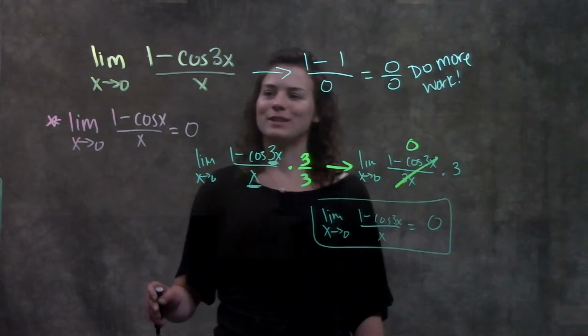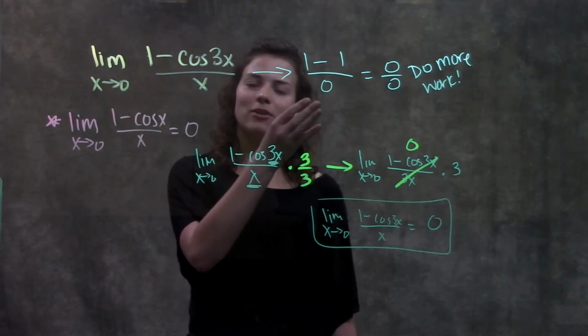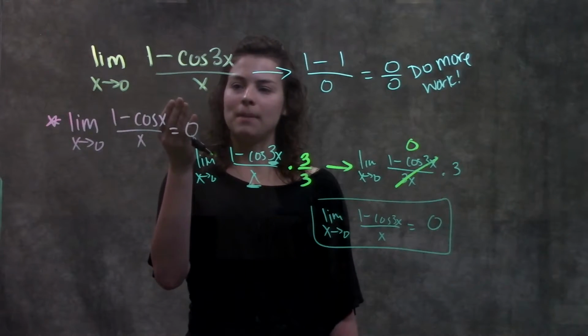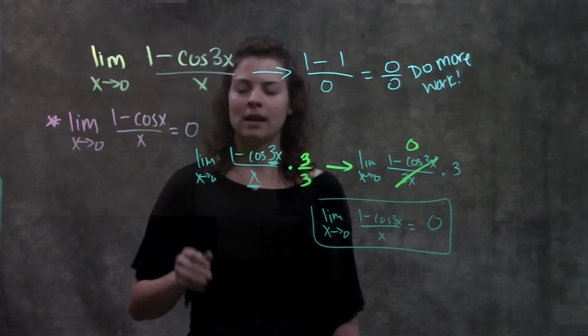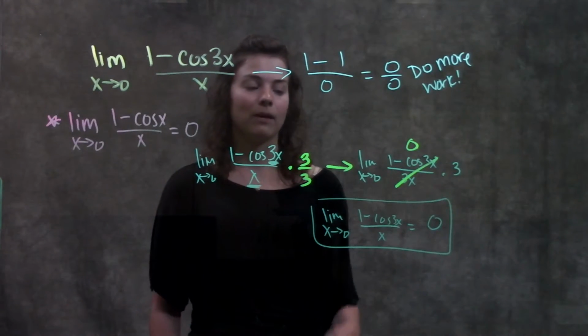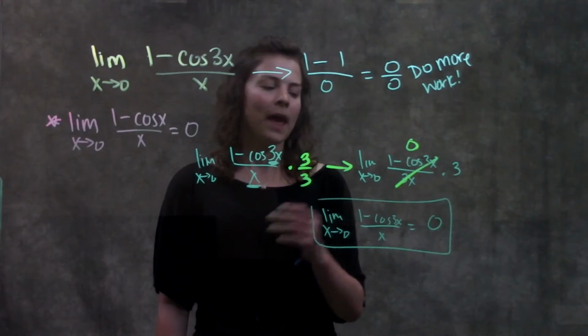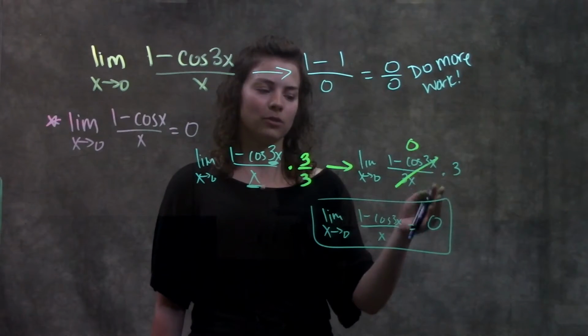Brief recap. So I started with this function here, I tried direct substitution, it didn't work. So I tried to make this trig function match its identity by multiplying by 3 over 3. And when I did that, part of it was able to cancel out because it just matched the identity directly. And then I was just left with 0 times 3, which gave me 0.